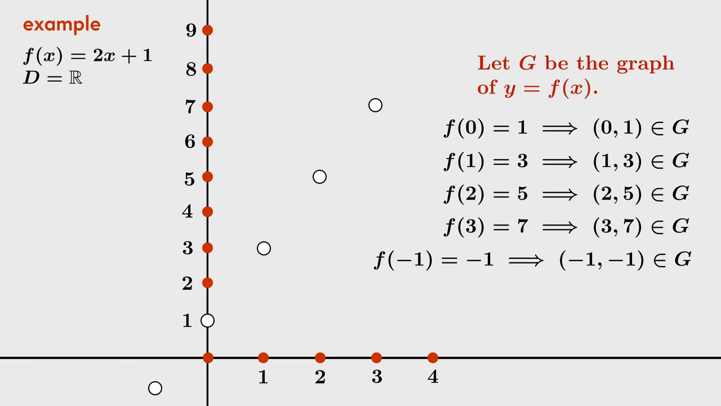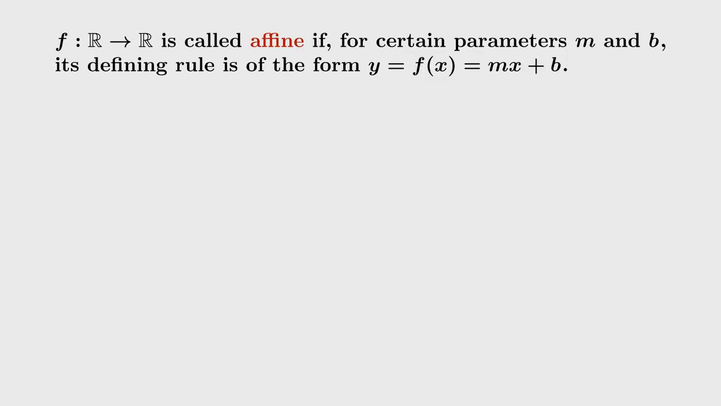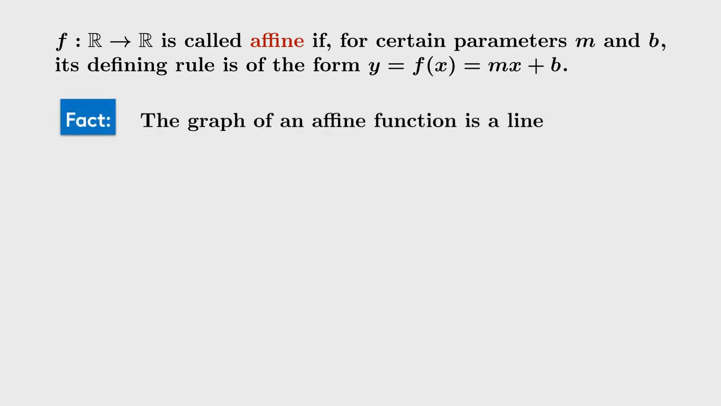When we have enough points, we can comfortably draw the graph, and you know, it looks a lot like a straight line. In fact, it is a straight line. It's a straight line because f is an affine function. What does affine mean? A function f is affine if its defining formula is of the form mx plus b for two parameters m and b. It's a general fact that the graph of an affine function is a line.